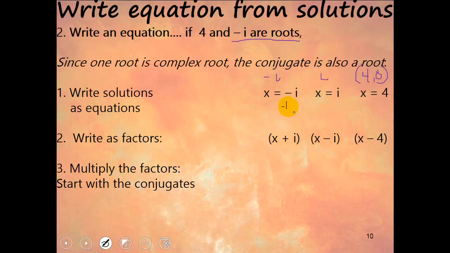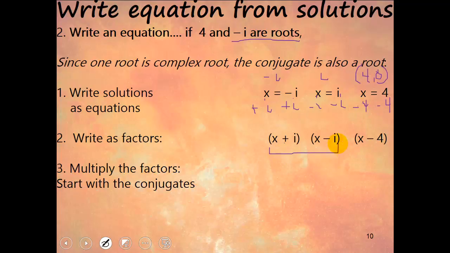And now I'm going to add i here and add i here so that I get x plus i. I'm going to subtract i and subtract i so that I get x minus i. And then I'm going to subtract 4 and subtract 4, so I get x minus 4. Now I'm going to multiply them together. I'm going to start here.